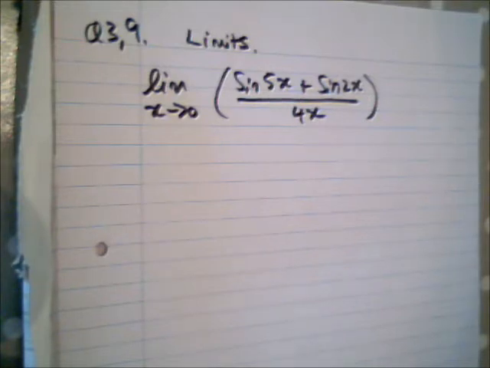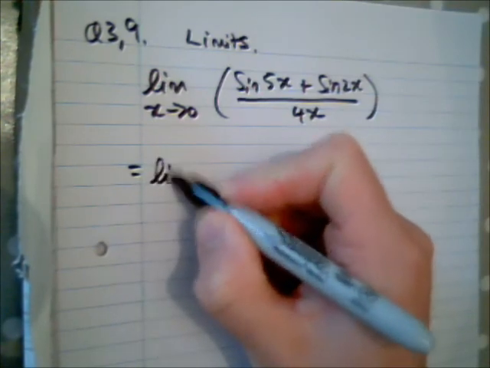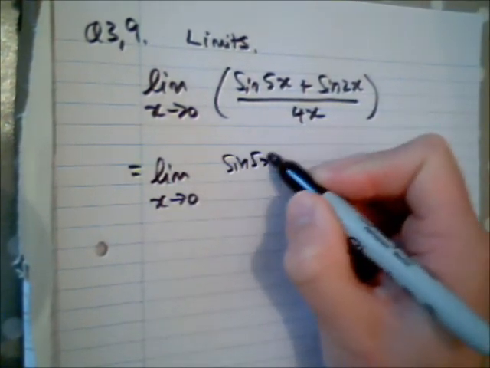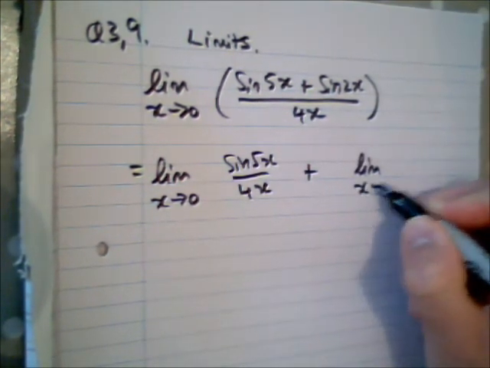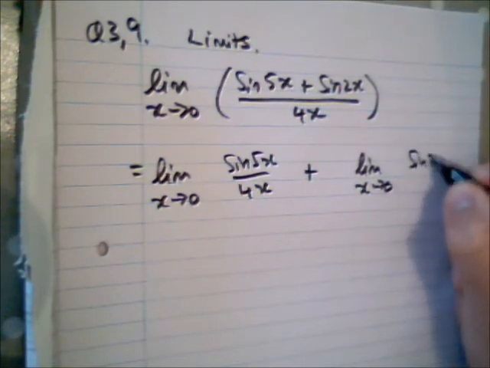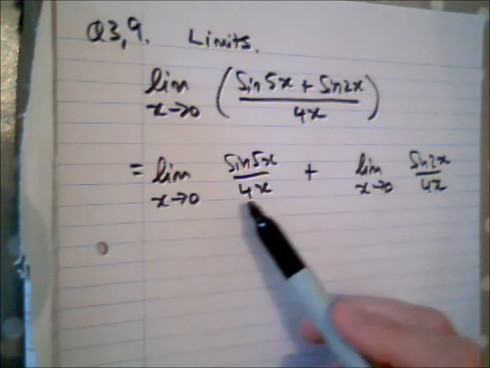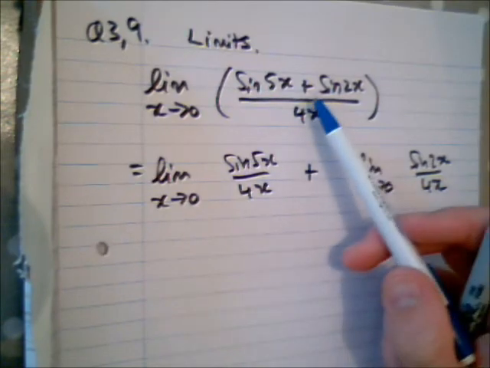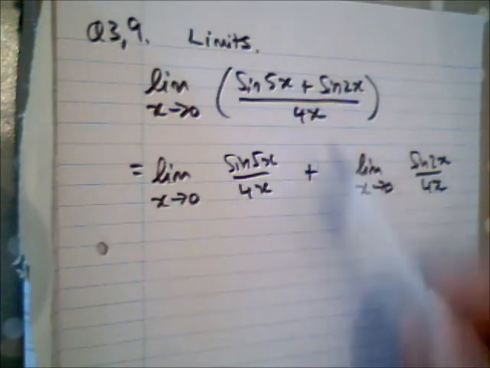So what you need to do in a case like this is split it up into two separate limits. So this is the limit as x tends to 0 of sine of 5x over 4x, plus the limit as x tends to 0 of sine of 2x over 4x. And we deal with each of these separately, exactly like the last question. You're allowed to split up a top line, no problem. So you split it up: this thing over 4x plus this thing over 4x.